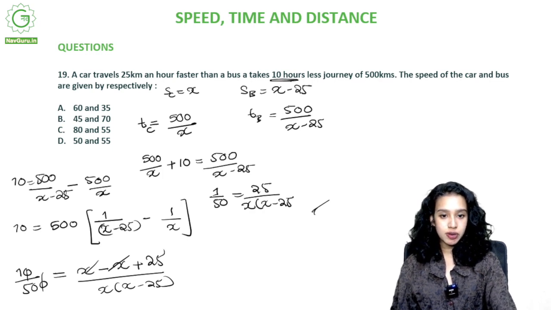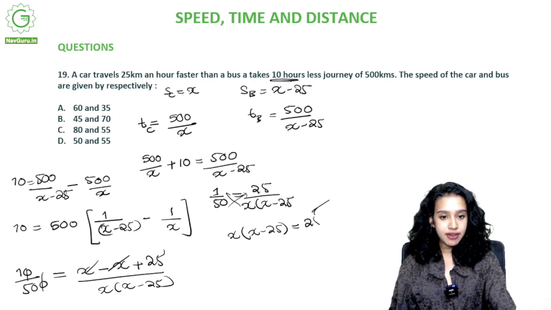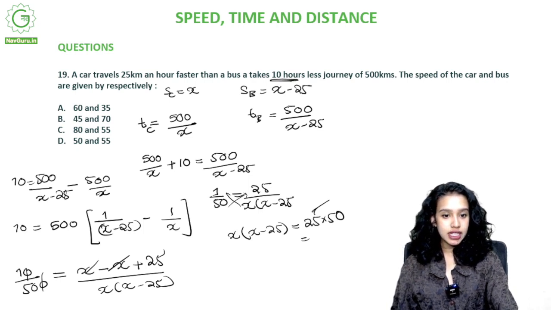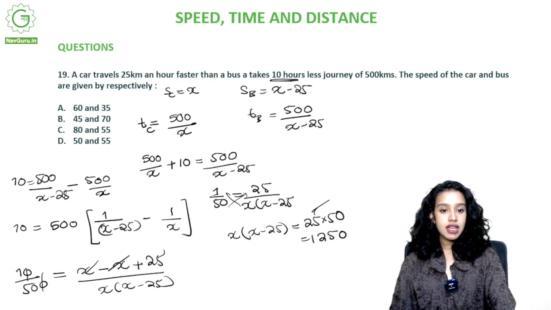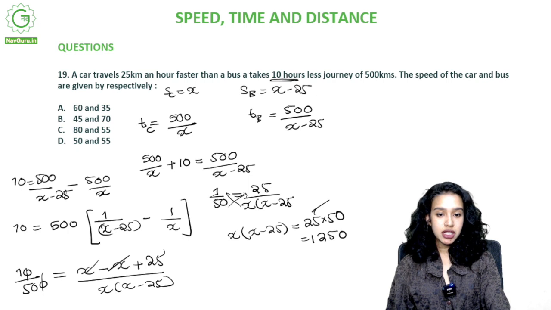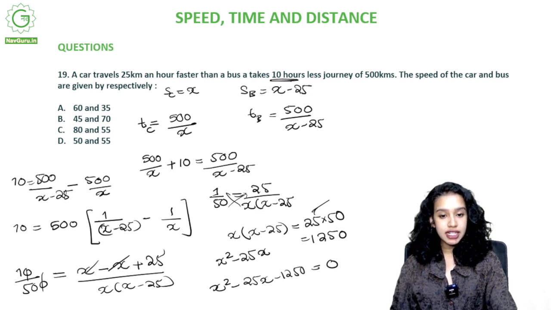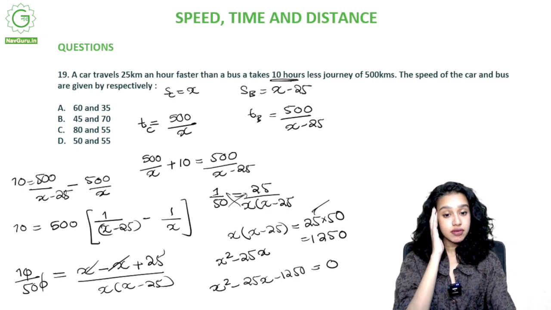So we cross multiply here and here. We get x into x minus 25 is equal to 25 into 50, which is 1250, since 25 into 5 is 125. Now let's expand this: x square minus 25x. Taking this on the other side, we get x square minus 25x minus 1250 is equal to 0.